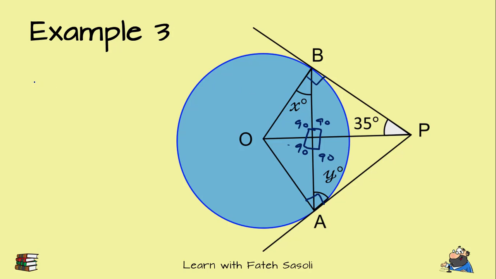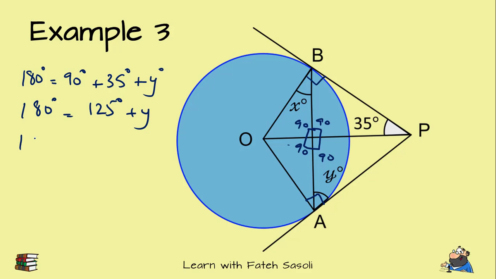Again, looking at the angle properties of a triangle, the sum of angles of any triangle should be equal to 180 degrees. So it's again 180 degrees equals 90 degrees plus 35 degrees plus y. So 180 degrees is equal to 125 degrees plus y, or 180 minus 125 degrees gives y, which means y should be equal to 55 degrees.